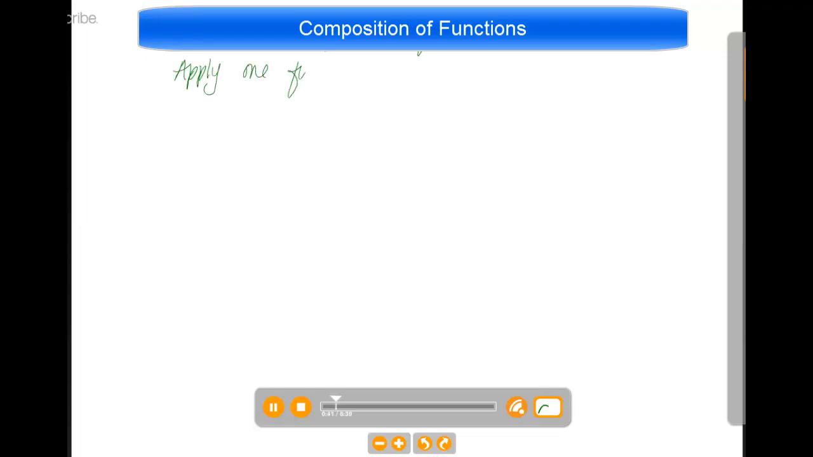Apply one function after another function. So to diagram this out, let's say we have some input value. Let's call our input x. We like calling our input x. We apply some function f, and we get some output, which we would call f of x.